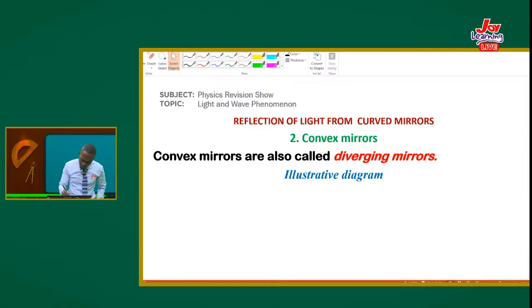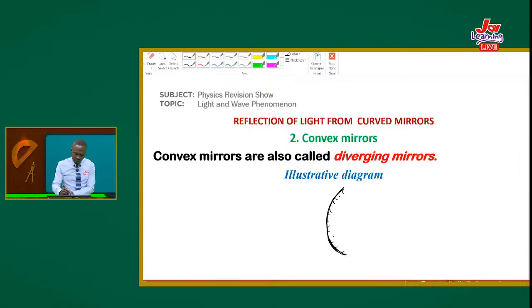Let me draw a convex mirror. So that's a convex mirror. This is the polished face and this is the back of the mirror. So you can now see the difference between the diagrams, concave and the convex. The back is the one I've shaded this way. And this is the polished surface here.